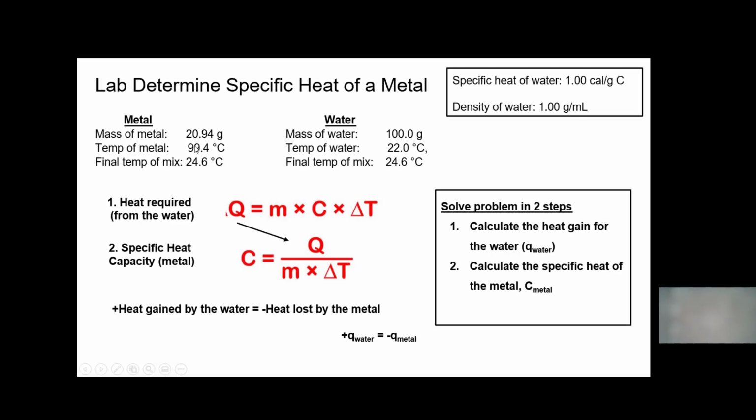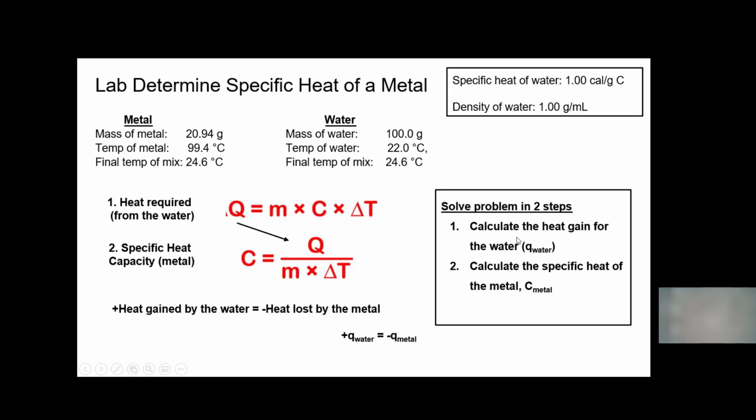So here's my mass of the metal, my temperature of the metal. This is the boiling. This is my initial metal temperature as well. And my final temperature is 24.6. Since they both are in thermal equilibrium, both have the same final temperature. My temperature of water at room temperature was 22 degrees Celsius, and I had 100 grams. You notice that the water didn't jump at all, pretty much, but the temperature of the metal did. That is the difference between metal and water.